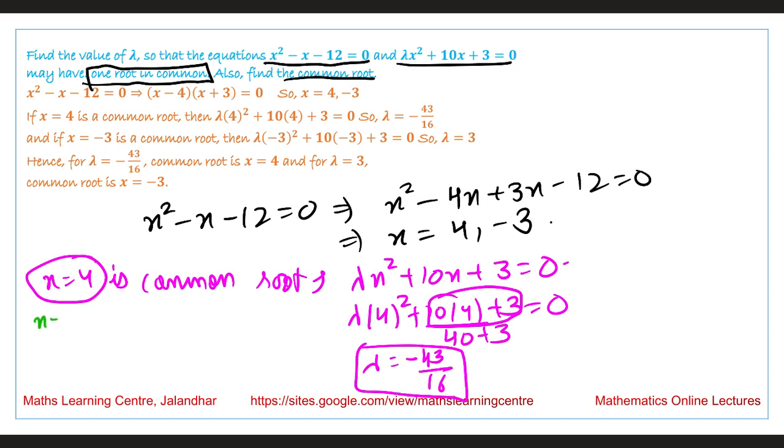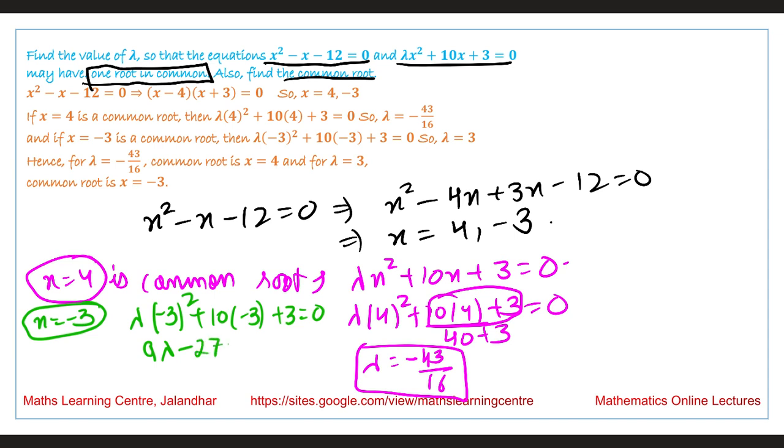Next, if x = −3 is the common root, then lambda into (−3)² plus 10 into (−3) plus 3 should be equal to 0. So we obtain 9 lambda minus 27 is 0, so lambda is equal to 3. So for lambda equal to 3, the common root is −3, and for lambda equal to −43/16, the common root is x = 4.